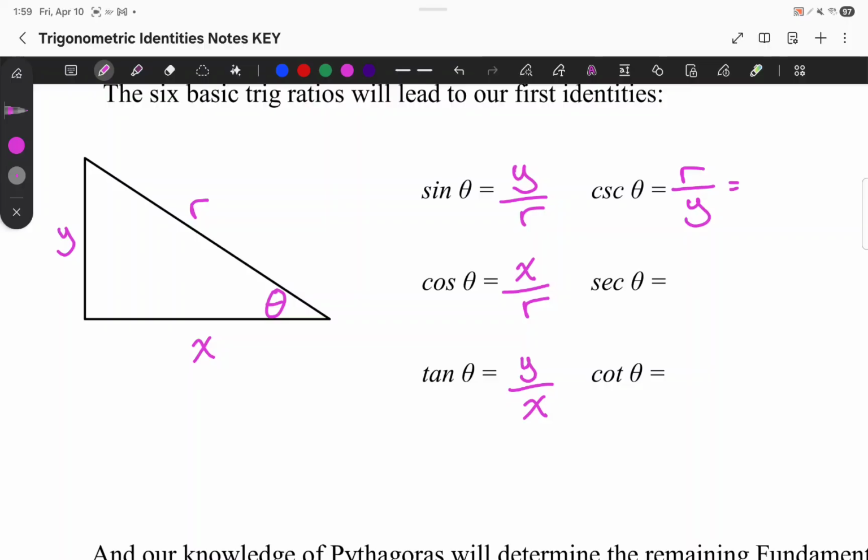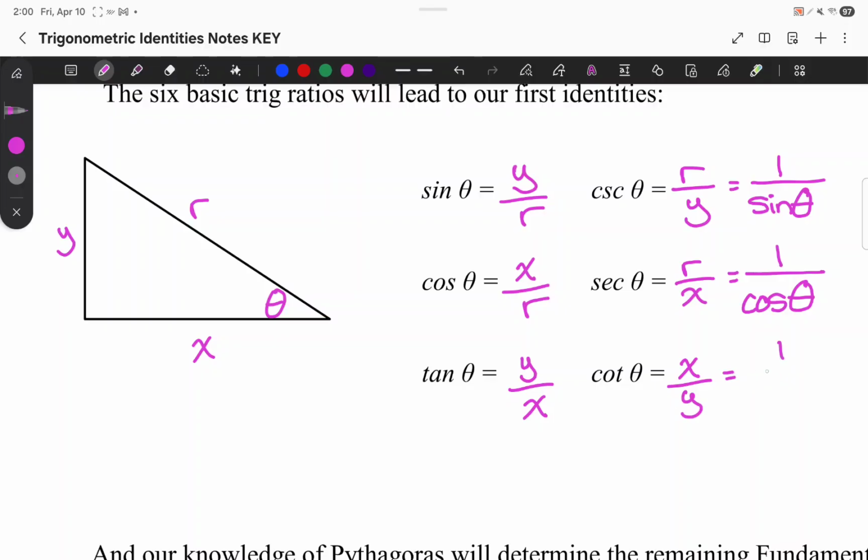I'm also going to write that this is the reciprocal of sine, so I'll write it as 1 over sine theta. Secant? Yeah, r over x. And it's also the reciprocal for cosine. And then cotangent? Yeah. And it's also the reciprocal for tan. So these statements for cosecant, secant, and cotangent are actually three of the identities that we've already been using. An identity is just an equation or a statement that's true regardless of the angle.